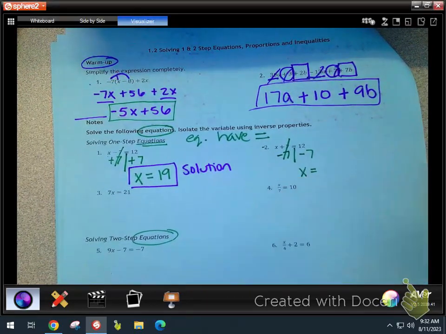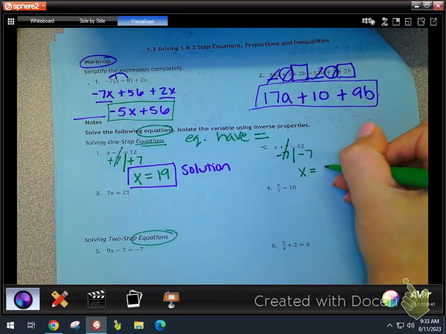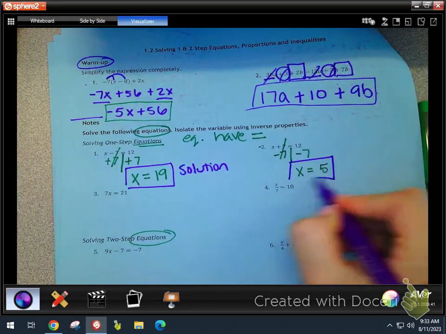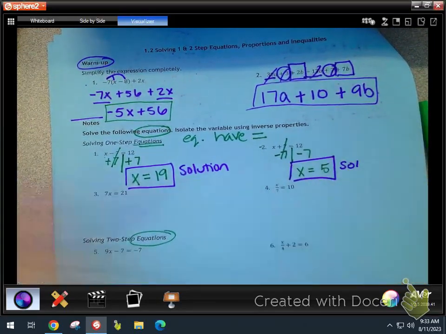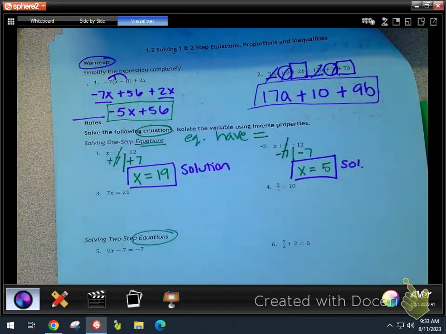Now, where'd you get the 5? Minus 7 from 12. And you get x equals 5. There's our solution. X equals 5. Plug it back in. 5 plus 7 does equal 12. Okay? So that's how we move things that are being added and subtracted, using our inverse operations. Remember, inverse is opposite.